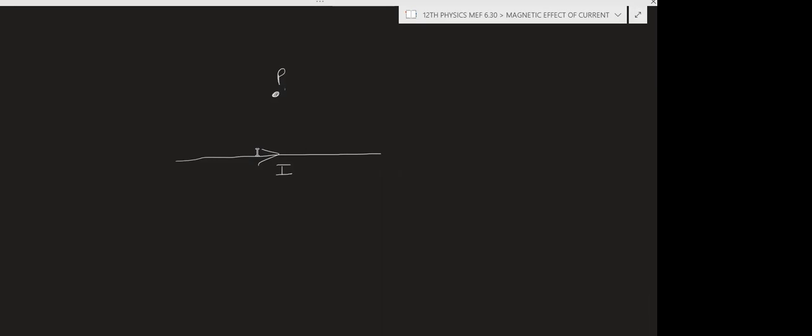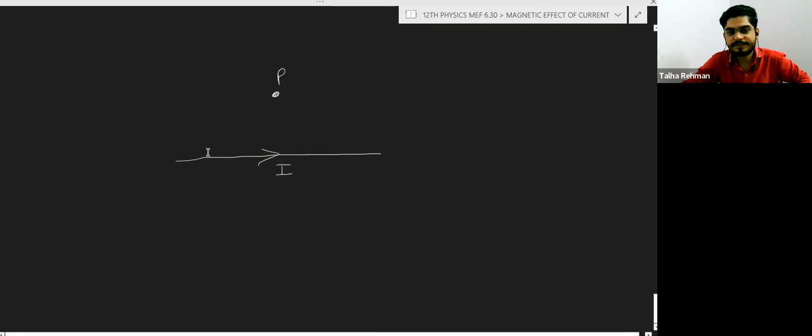So can you repeat the question? Okay. I am saying that this is the current carrying wire, and you have to calculate the direction of magnetic field at this point by using the right hand thumb rule.